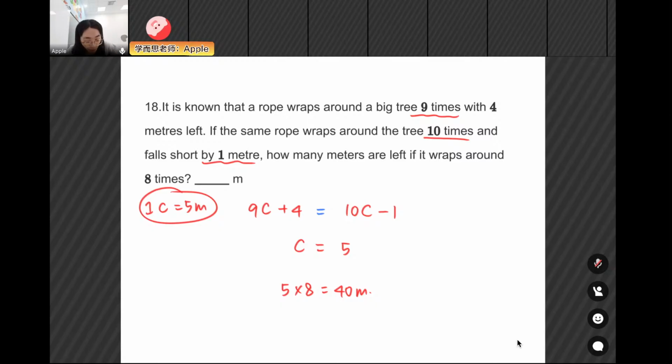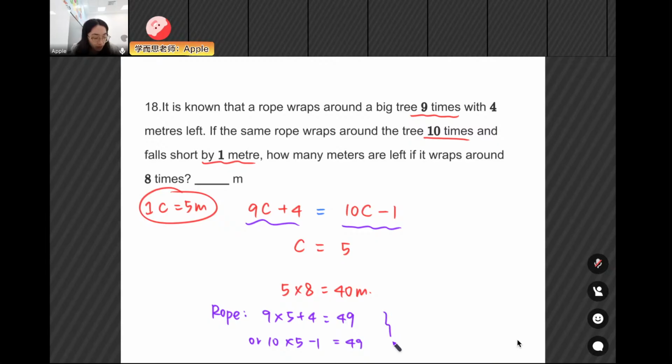Well, actually here we have 2 different ways. That is, maybe you use 9 circles and then plus 4, or 10 circles minus 1. Okay, both are correct. Then we can get 9 times 5 plus 4, which is 49. Okay, or you can just use 10 times 5 minus 1, that is 49. So you see that what is the remainder? Yes, we just figure out what is the gap between 40 and 49. Then we have 49 minus 40, which is 9 meter. And this is answer 9 meter.